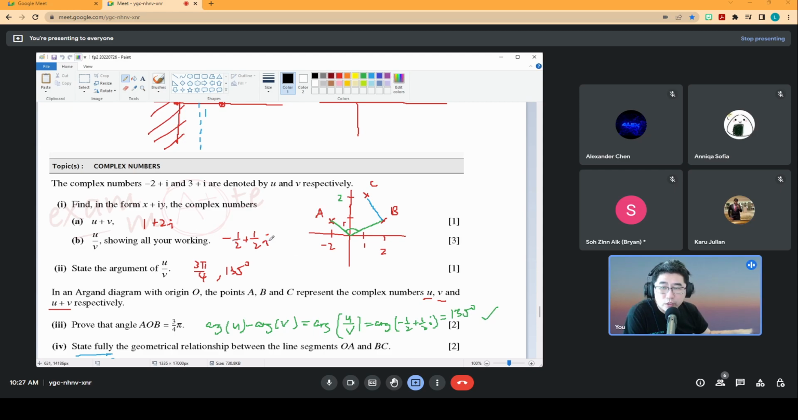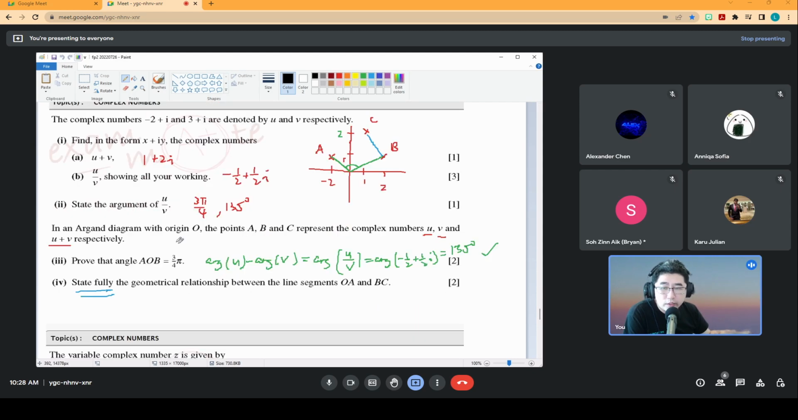Then we have the algebra question: negative 2 plus i, 3 plus i. So we'll do all kinds of algebra and state the argument. Then again is the shape question, the Argand diagram, ABC representing this. Show that angle ABO is 3 over 4 pi. So I show you by using the algebra method. State fully the geometric relationship between the line segments OA and BC. Then you realize that they are parallel.